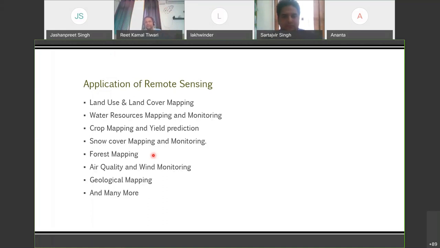With this slide, I will end my presentation. Hope you are now well versed with the basics of remote sensing: what remote sensing is, what the different aspects of remote sensing are that we must look into, like resolution of the image, the temporal coverage of the image, and what the different applications of remote sensing are. And now Dr. Sartaj Bir will take the machine learning part of the presentation.